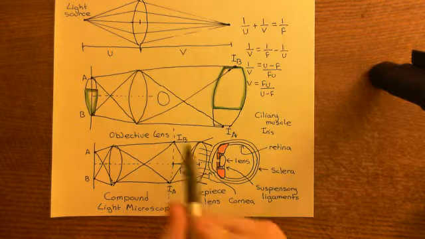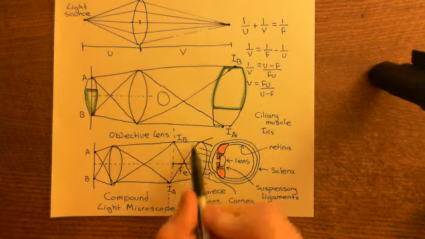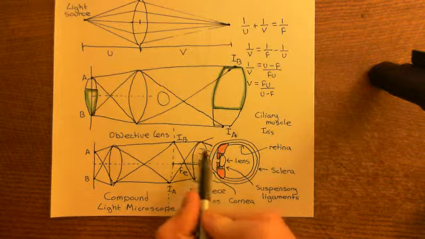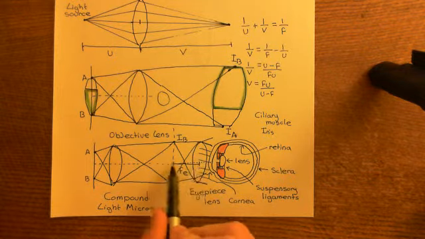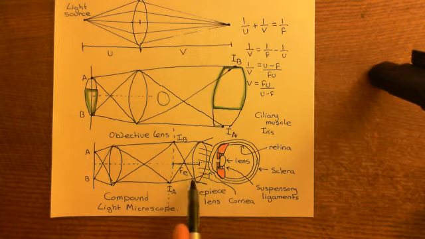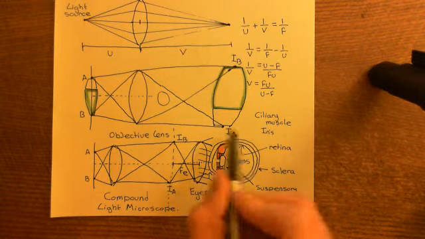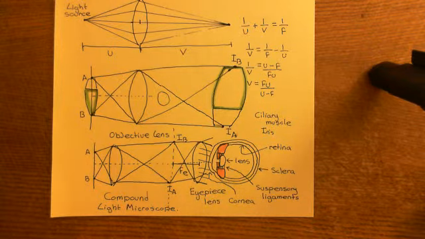It's because this eyepiece lens is not going to flip the image back the other way. We've modified it so that the distance between this plane and the eyepiece lens is the focal length, so it's going to send them off all parallel. It's not going to re-invert the image. So the image that you see down a compound light microscope is inverted. That concludes our discussion of light microscopy.